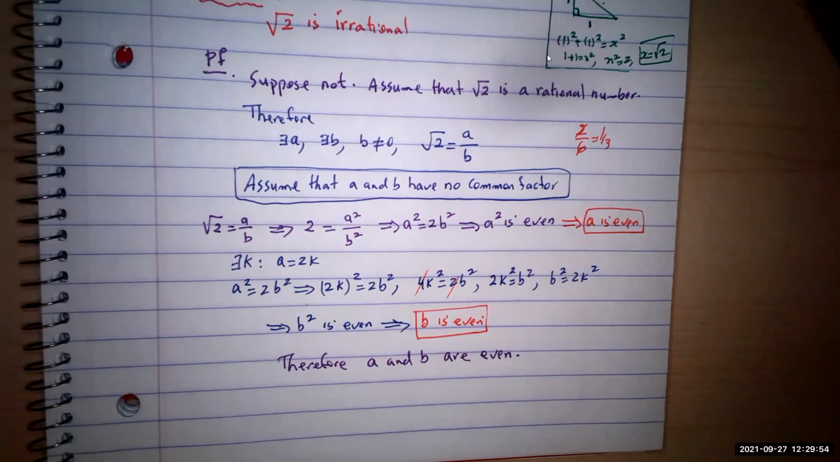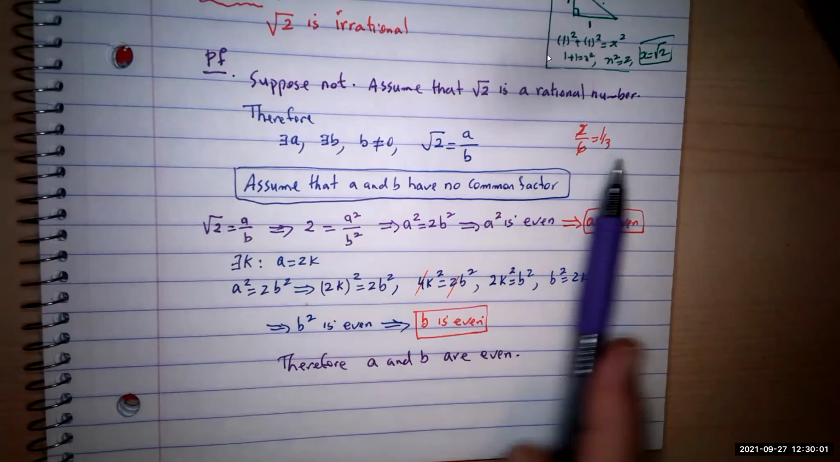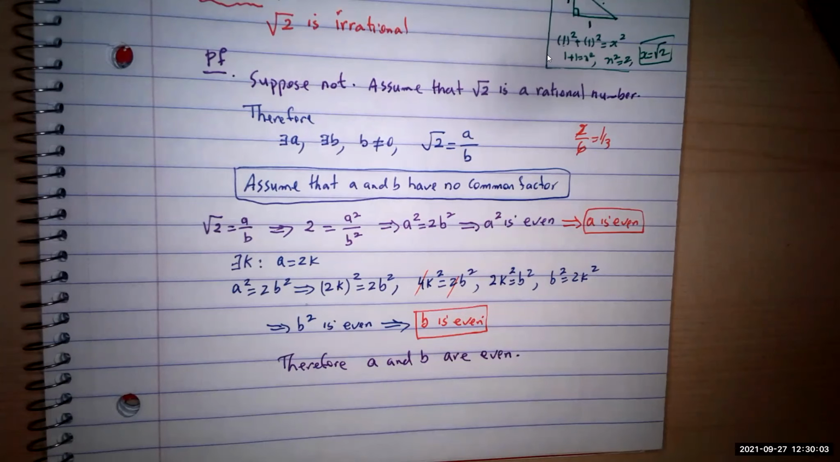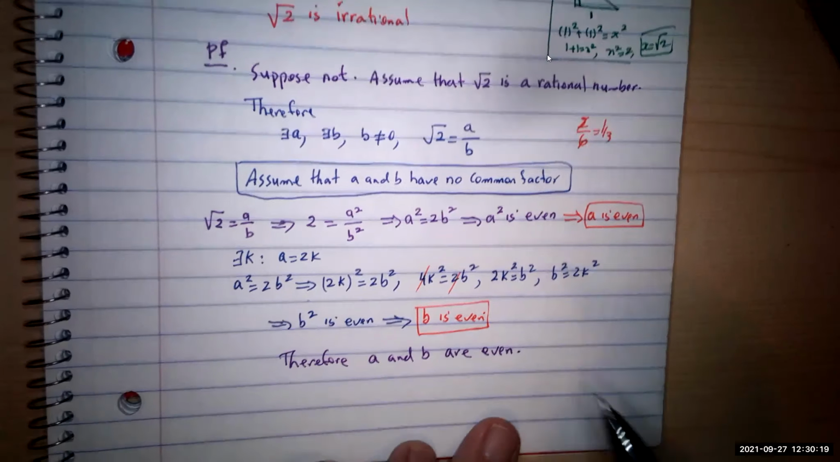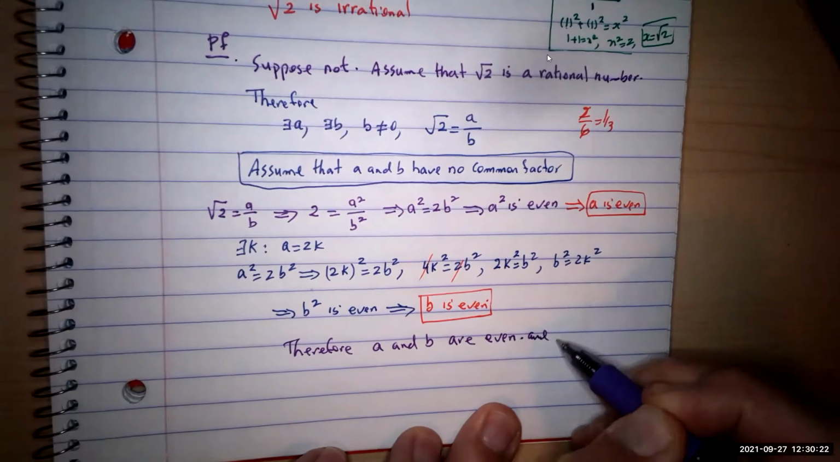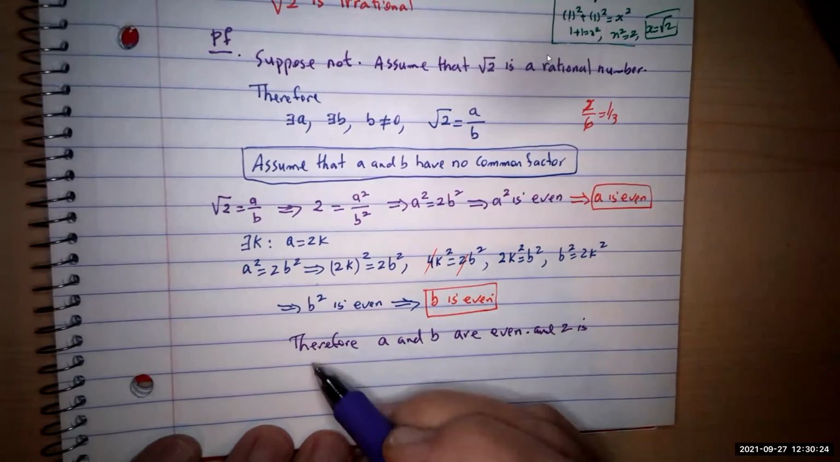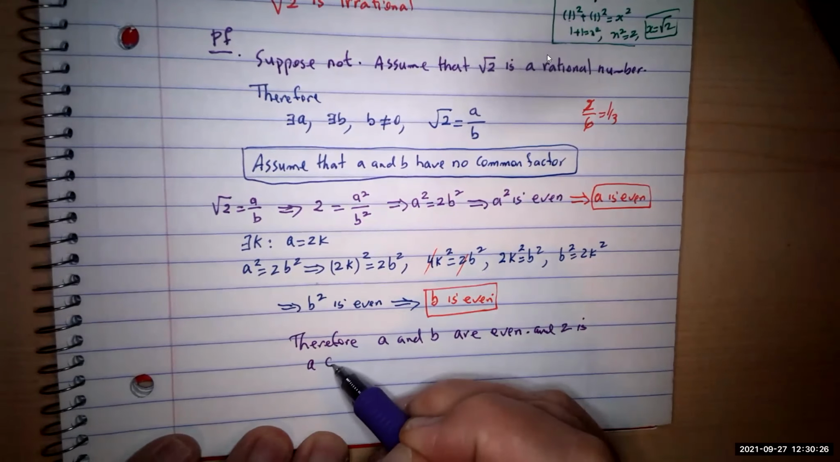Not so directly. What's the contradiction with the assumption that we have here first? What part of this would be contrary if a and b, both of them, are even? That means they'd have a common factor. That's it, yes, excellent. If a and b are even, 2 is a common factor.